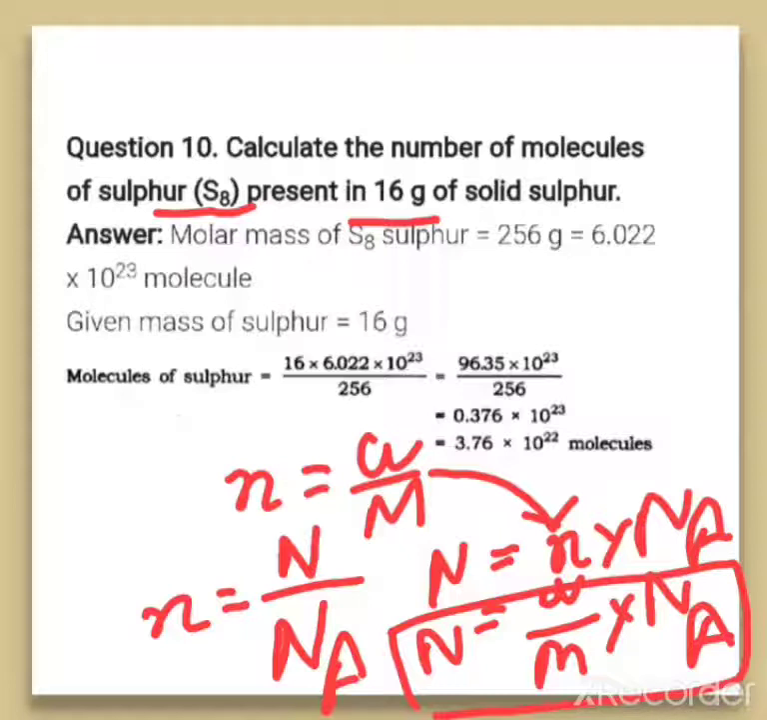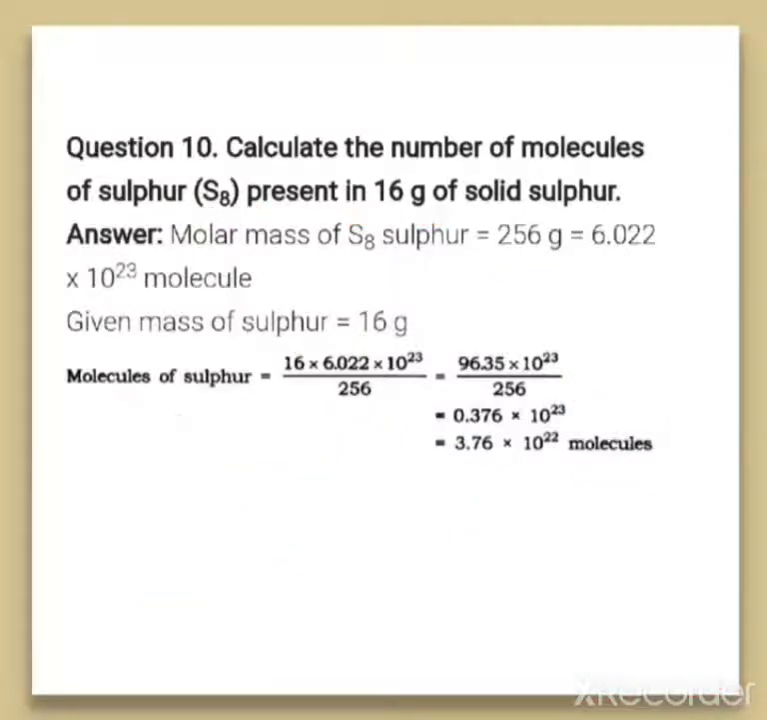So what is W given to us? That is 16 gram, and Na value is 6.022 into 10 raised to 23. What is M? Capital M is the molar mass, that is 256. How do we find it? That is the gram atomic mass for sulfur into 8. When we do this, we get 256. So when we divide, we get the answer. That is the method. In this problem, we are using two formulas: we find the number of moles, and that value we substitute in the formula for finding the number of particles.